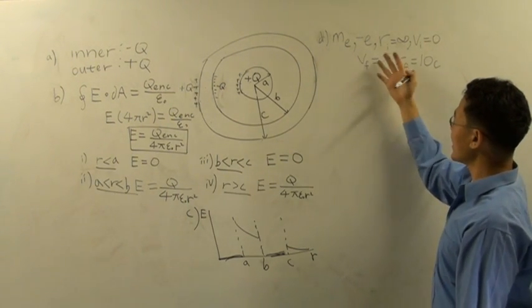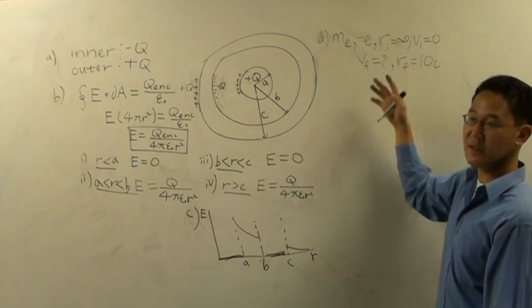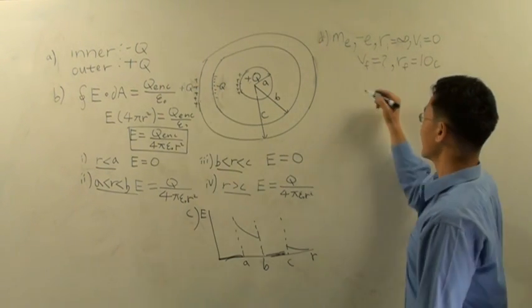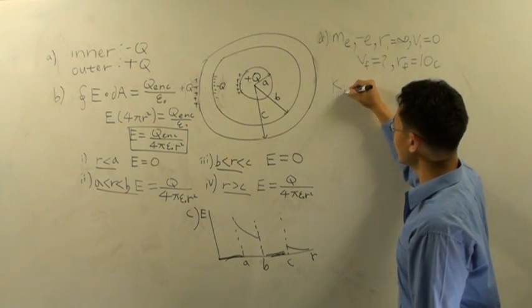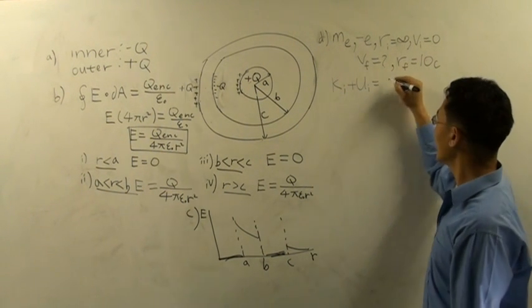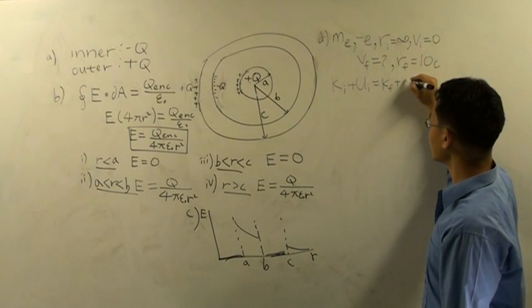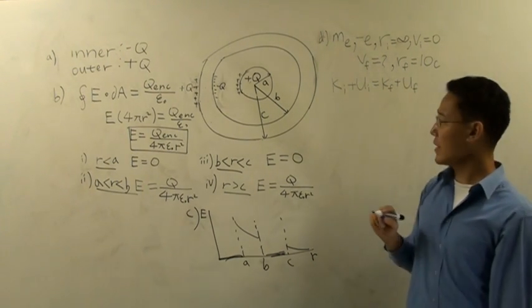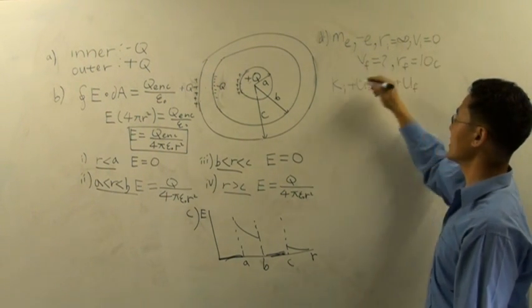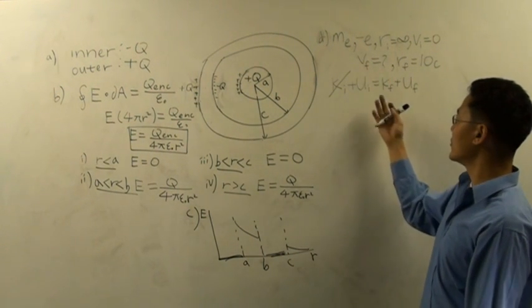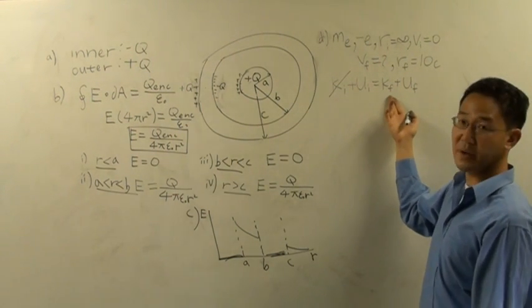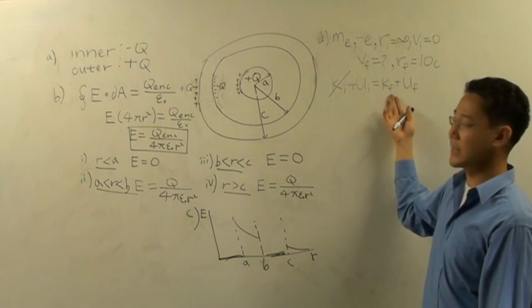Since we are dealing with initial velocity and final velocity, we might want to invoke conservation of energy. So initial kinetic energy plus initial potential energy is equal to final kinetic energy plus final potential energy. We immediately know that the initial kinetic energy is 0 because the initial velocity is 0. Now all we have to do is figure out what the potential energies are in order to figure out the final kinetic energy, and therefore the final velocity.